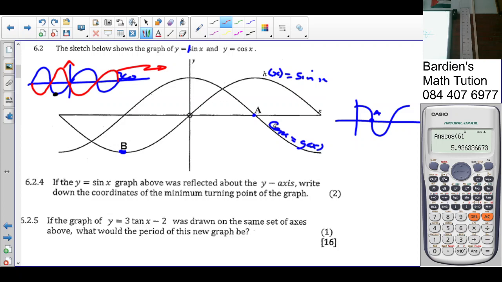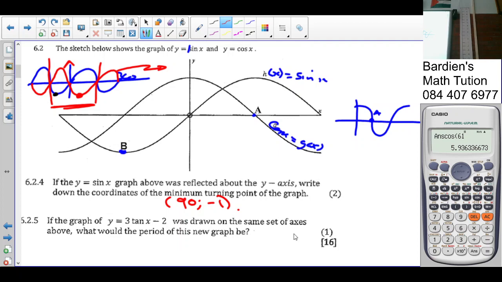Can you see that? So this is the reflected graph, reflected in the y-axis. Write down the coordinates of the minimum turning point of the graph. Now remember, it's only this part of the graph that is drawn anyway. So the minimum turning point has to be this point. You guys understand? So what's the coordinates of the minimum turning point? 90 and negative 1. Okay.